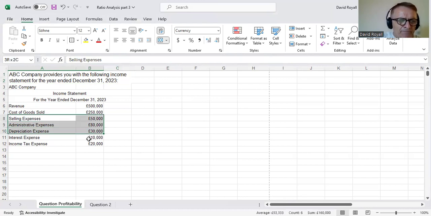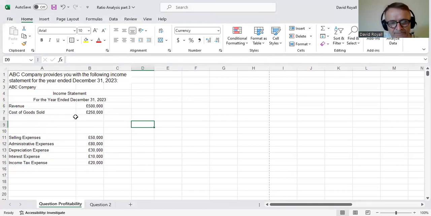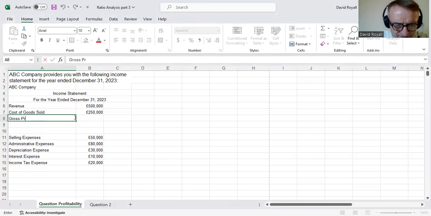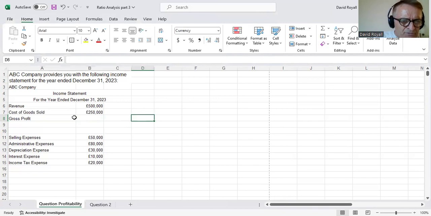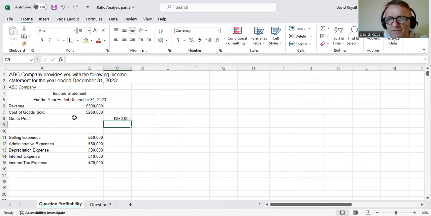So hopefully you remember what we mean by gross profit. Let's move that out of the way, because the gross profit really only needs these 2 figures here, the revenue and the cost of goods sold. So the gross profit is equal to the revenue less the cost of goods sold.